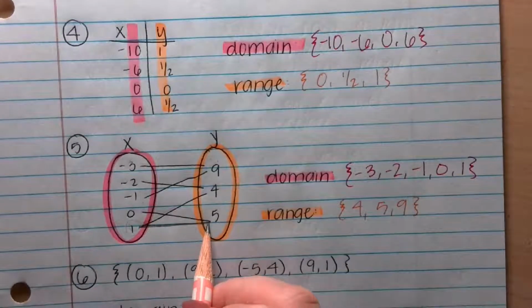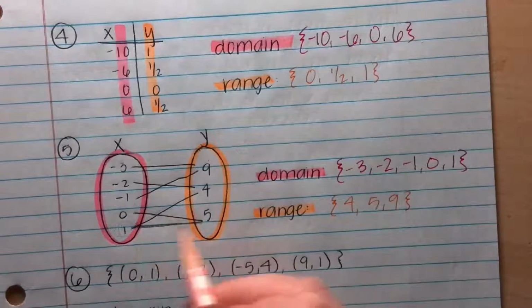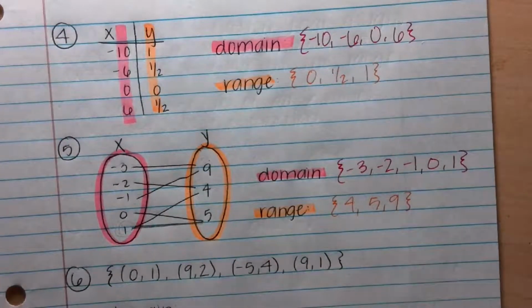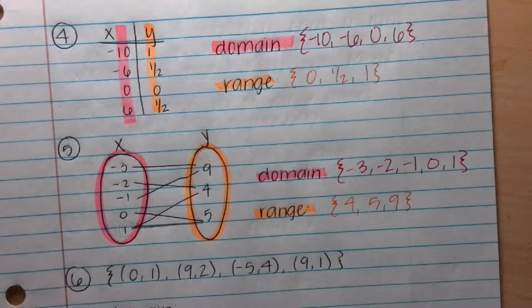0 only goes to the 5. But this 1 over here, it's cheating. It's going to both. It's in a relationship with both. And that is not cool. Okay? So remember that first up. Always make sure that you do, in fact, have a function before you write out your domain and range.